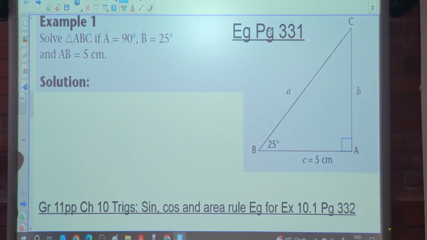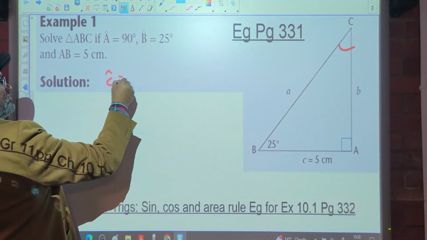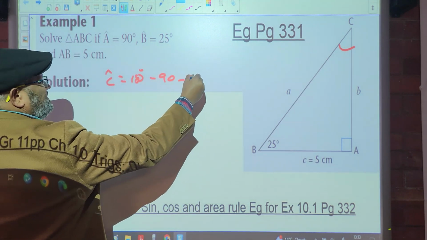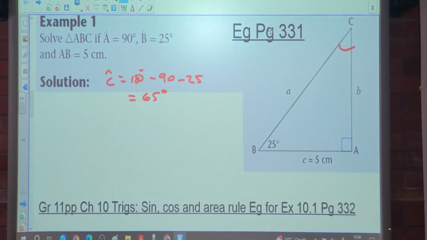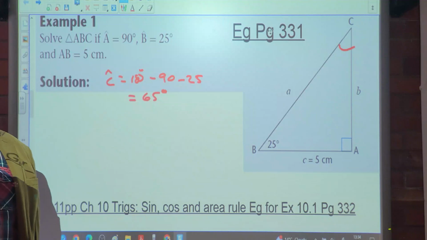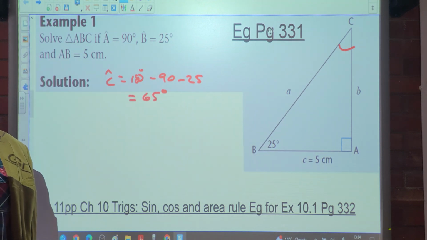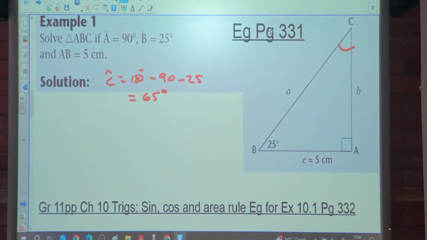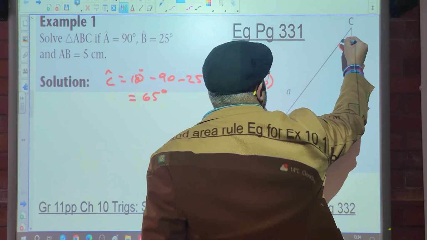Let's start with the easy one, C. Angle C is equal to 180 minus 90 minus 25, which is 65. Why? Sum of angles of a triangle. Do I need to give a reason there? We're not busy with Euclidean geometry. Unless the question says with reason, I need not state the reason; then there's a mark allocated for reason. But because it's not specified, you don't have to work that out. So it's sum of angles of a triangle, and that is 65.